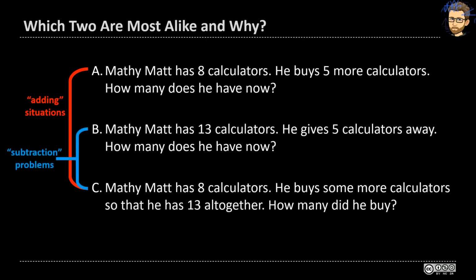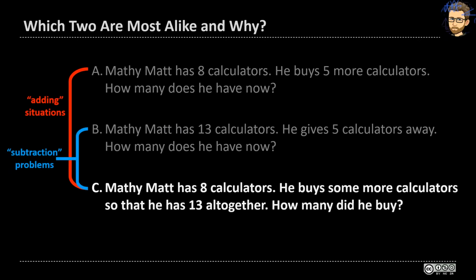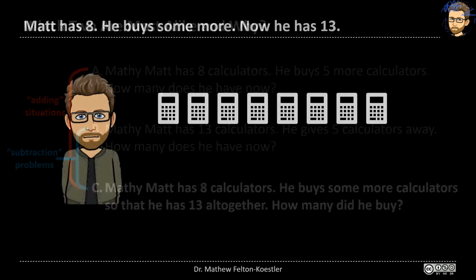So I want to talk about this a little bit, these two different ways of looking at it, and in particular what that says about problem C. Because we've got problem C thought of as both a subtraction problem and as an adding situation. So I want to talk a little bit about what's going on there.